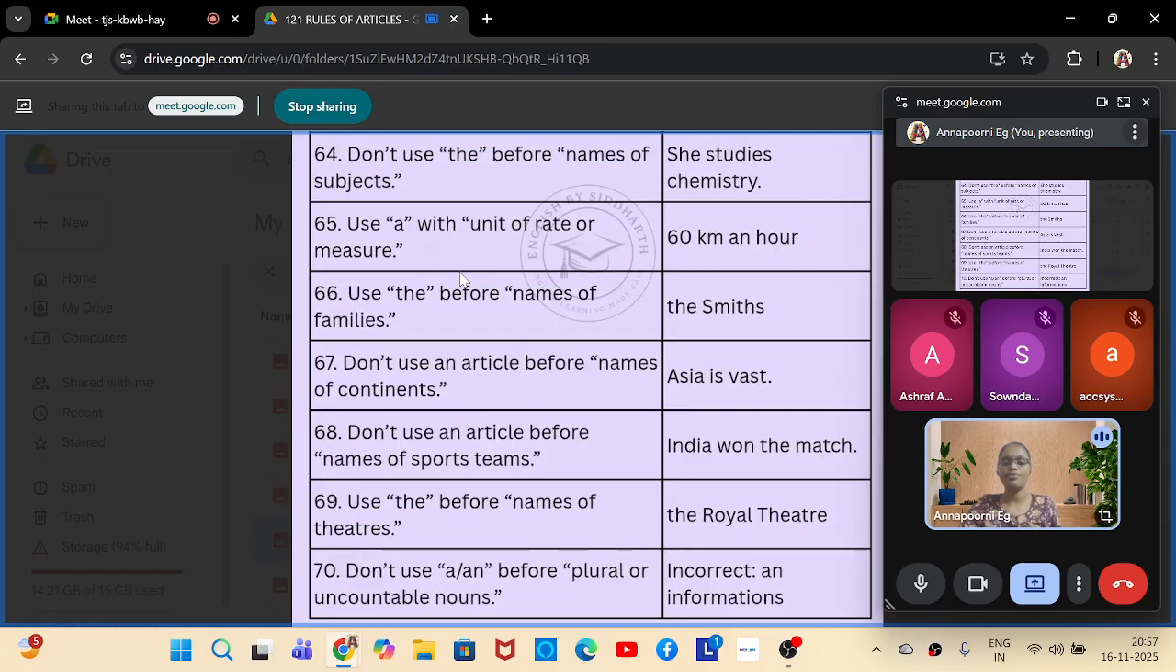For example, information is an uncountable noun. So it's always information and not informations. So we don't say I got an information. We can say I got a particular piece of information, or I got information from this person. So an information can be avoided. Alright.